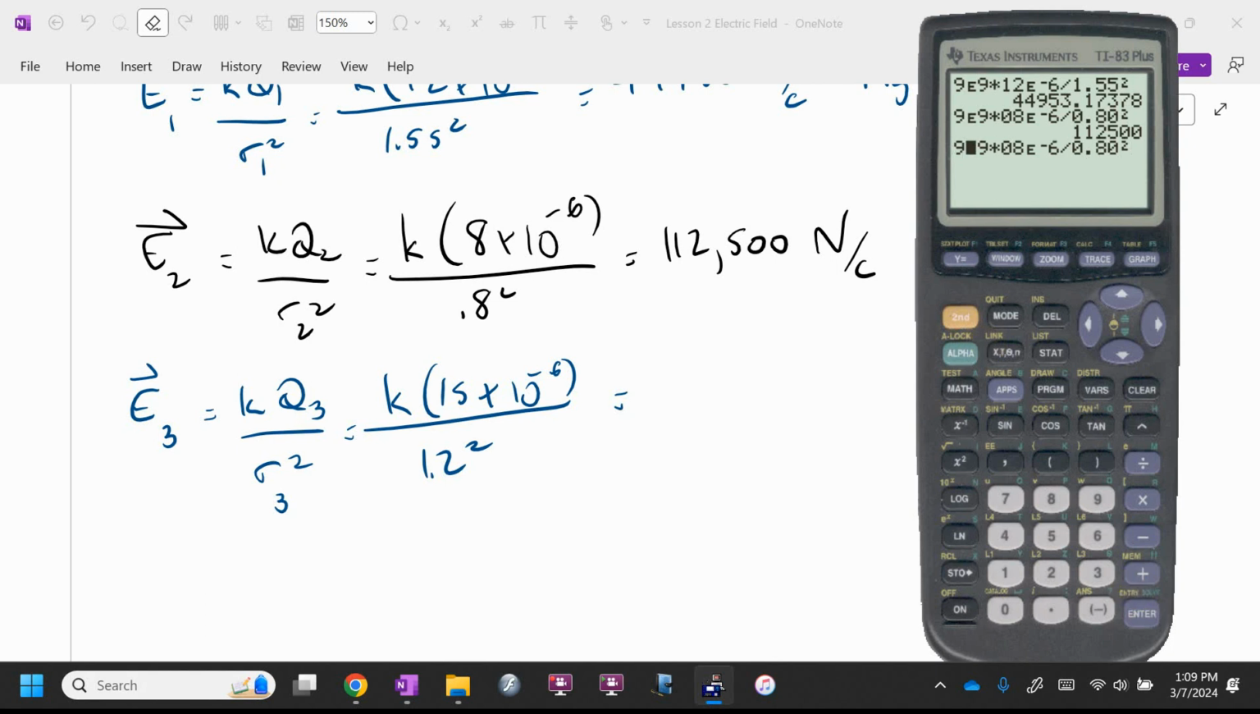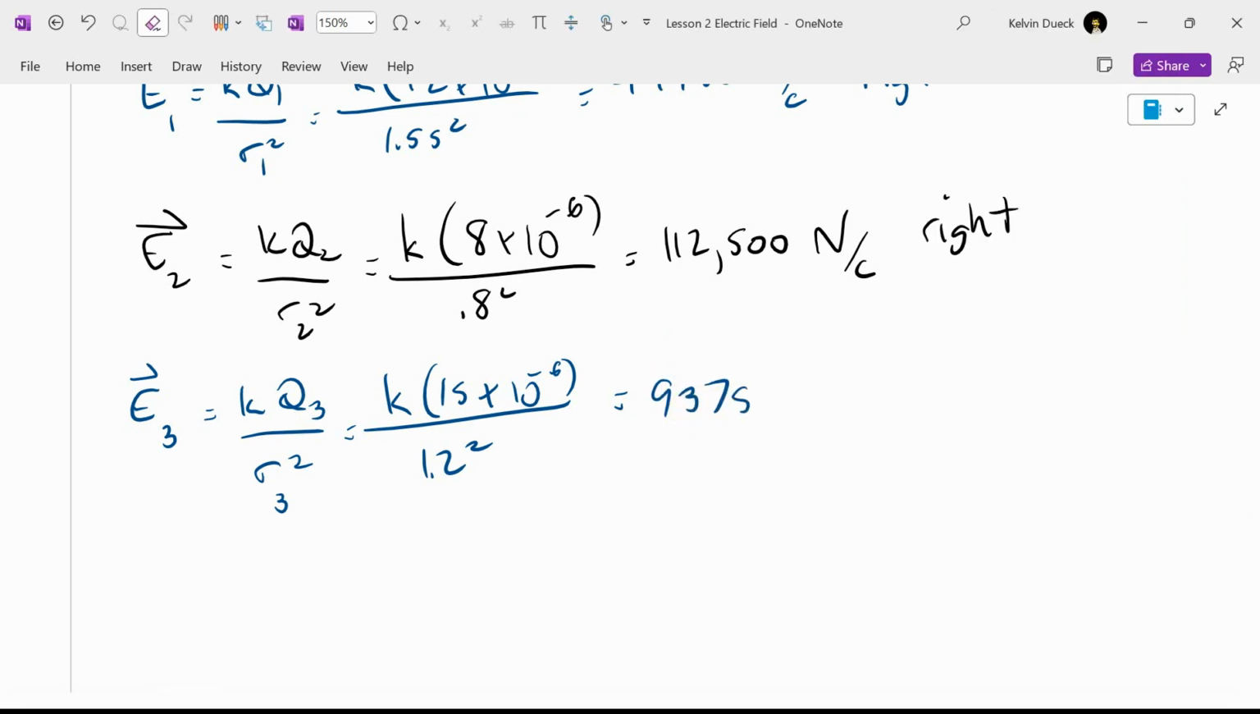Backspace, edit, 15, 1.2. You get 93,750. Is that right? Yeah. Direction. This one's to the left. Face down on the appropriate block, please. Then you're good.